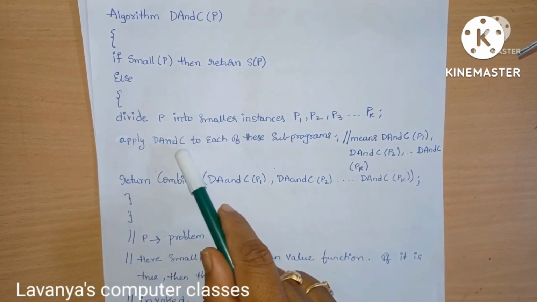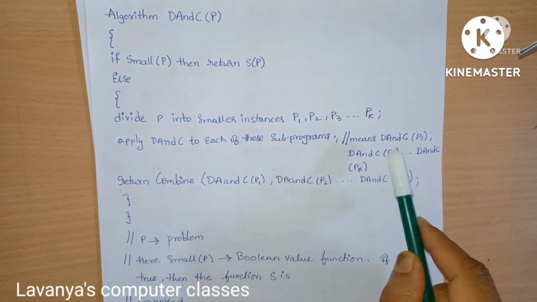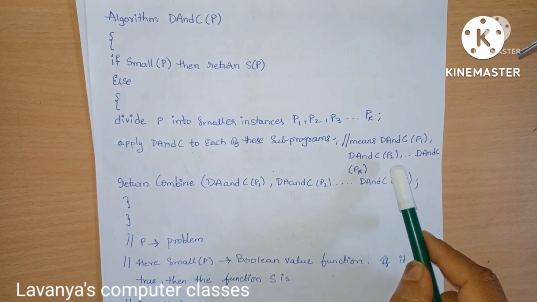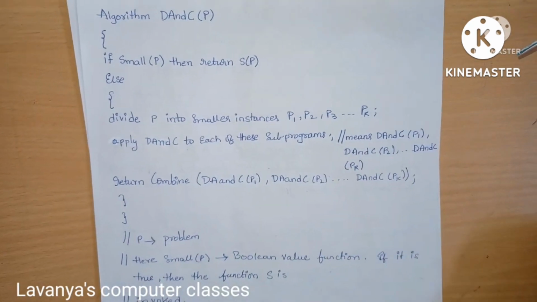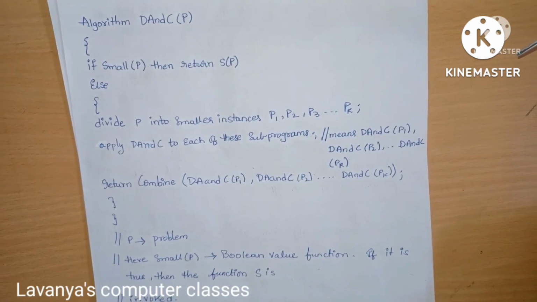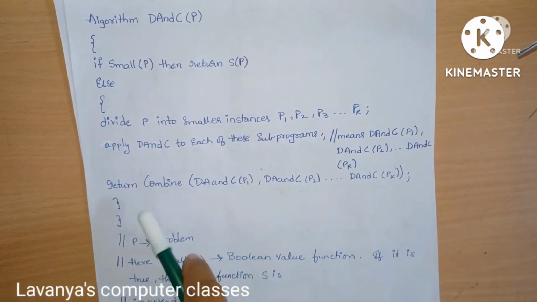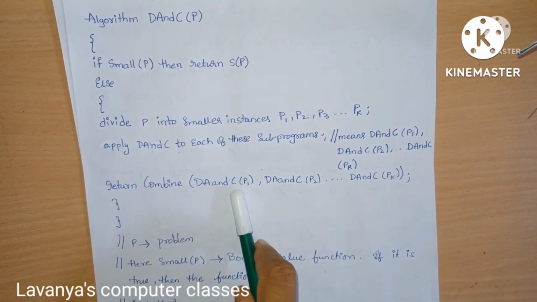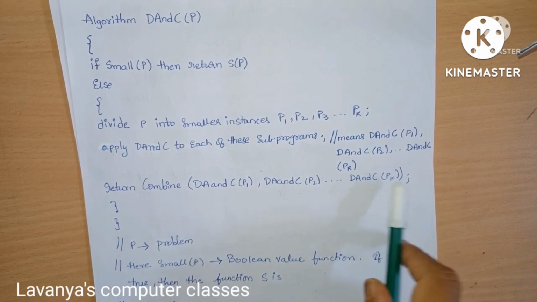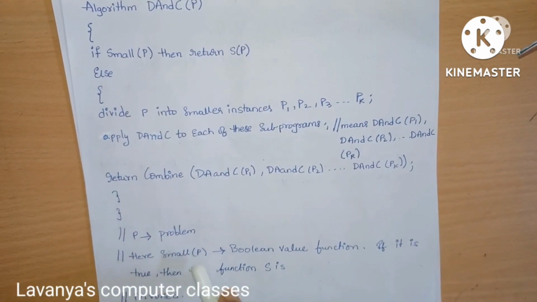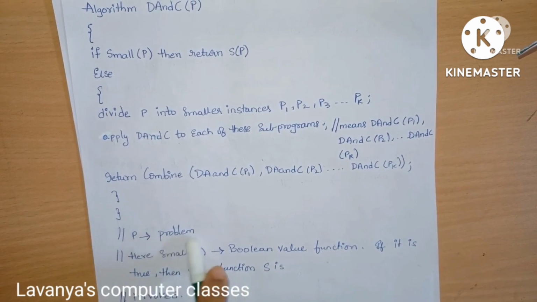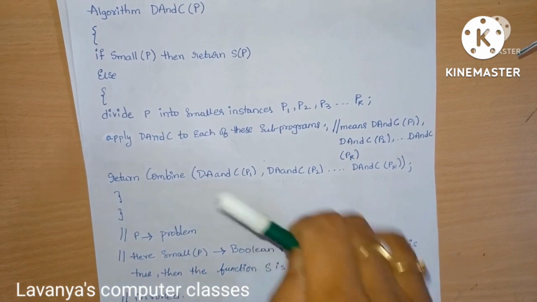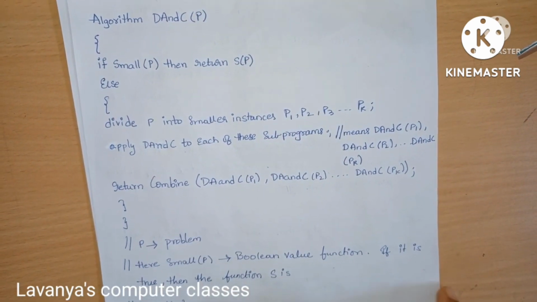Then apply DAndC, divide and conquer, to each of these subproblems: divide and conquer of P1, divide and conquer of P2, and so on up to Pk. If after dividing the problem into subproblems it is still of bigger size, then I can apply it again. Then return the combination of the solution of P1, the solution of P2, up to the solution of Pk, and like that we can solve it. Here small of P, where P is a problem, is a Boolean valued function, either yes or no. So like this we can solve using the divide and conquer method.